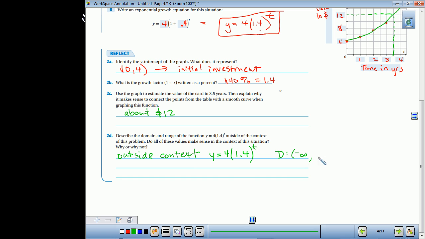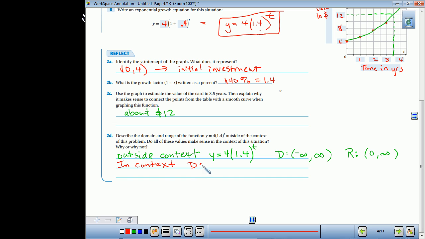Yeah, negative infinity to positive infinity. Wasn't that the domain for every exponential function? Oh. And the range? Was it shifted up or down any? No. No, it would be from 0 to infinity. But in the context of this problem, things change a little, don't they?